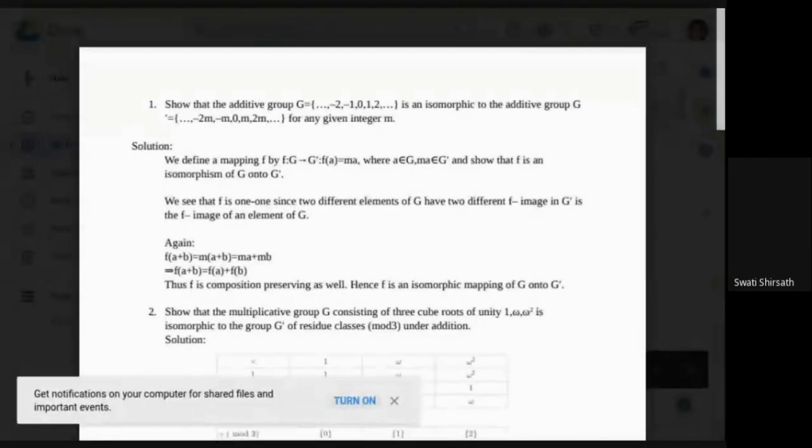Write down. Show that the additive group G is equal to, in round brackets, -2, -1, 0, 1, 2, and so on, is an isomorphic group to the additive group G dash, which is -2m, -m, 0, m, 2m. Can you see the screen?